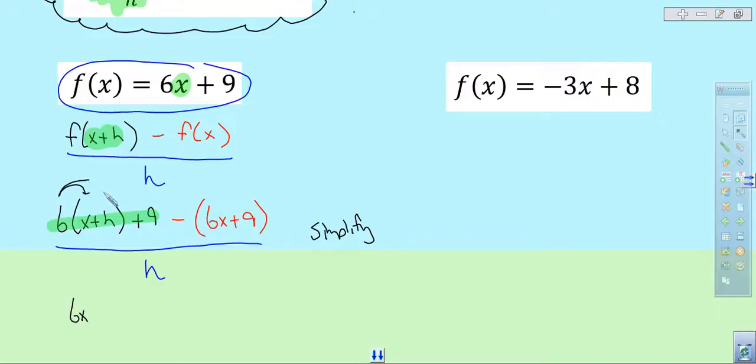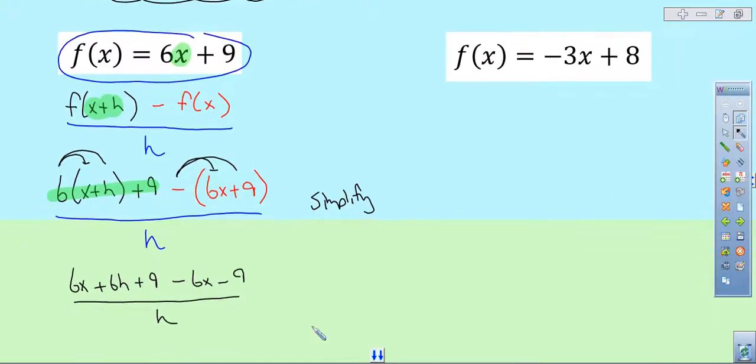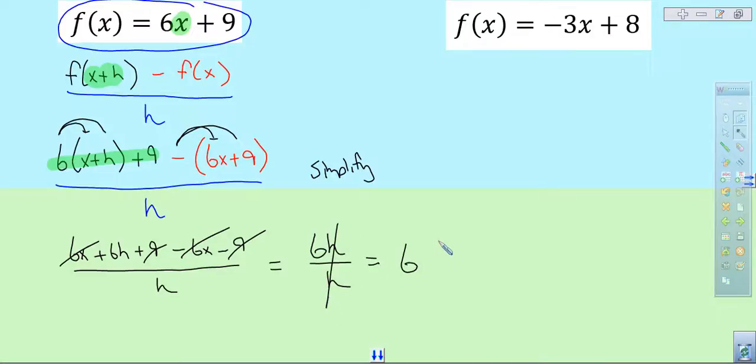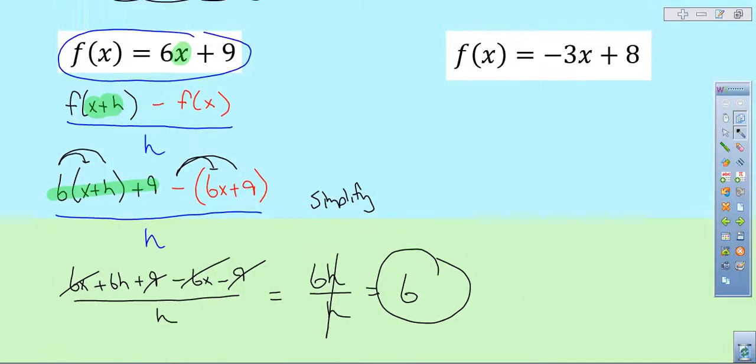We get 6x plus 6h plus 9 minus 6x minus 9, all over h. We start simplifying this at this point, combining like terms. We have a positive 6x and a negative 6x, those cancel. We've got a positive 9 and a negative 9, those cancel. So right now we're sitting here with a 6h on top and an h on the bottom. The h's cancel, and my answer is 6. So pretty straightforward. This is called the difference quotient.